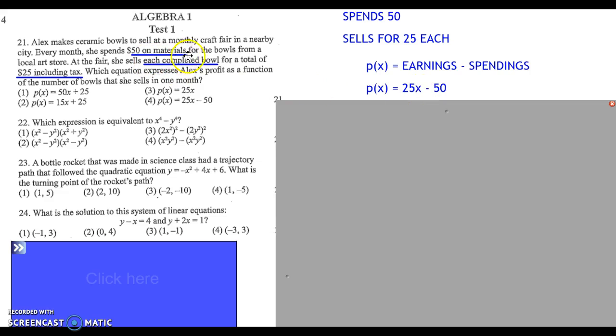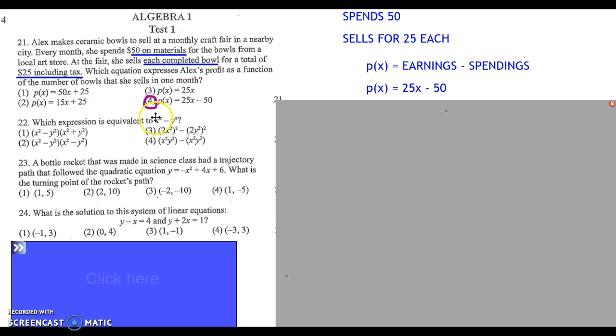Anytime you see "each" something or "per hour" or something like that, that's going to be the number that's multiplied by the variable. Minus 50, she's spending $50 on materials for all of the bowls, not for each individual bowl. So 25x minus 50, you should observe your correct answer to be choice 4.